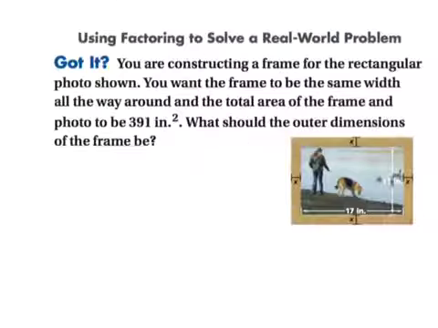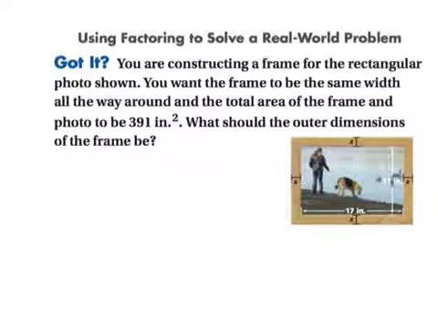Okay. One more. That is a word problem. We haven't done many of those yet this chapter, so I want to go through one right here. You are constructing a frame for a rectangular photo shown. You want the frame to be the same width all the way around, and the total area of the frame of the photo will be 391 inches squared. What should the outer dimensions of the frame be?